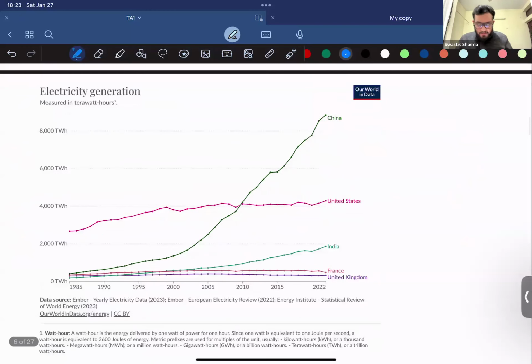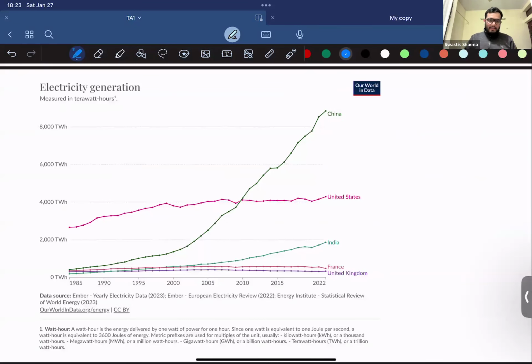So I just wanted to give you a quick comparison of how India is doing in comparison to its developing nation counterpart, China, or other developed nations. As you can see, the United States, France and United Kingdom are developed. So they have reached a stagnant growth of electricity generation, which is at 4,000 terawatt hours. This electricity generation is basically for the whole year. That is, we are producing this much electricity, and it's being consumed by the mass population.